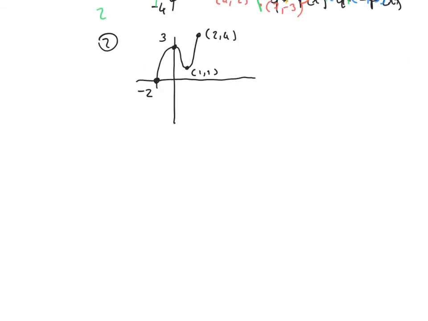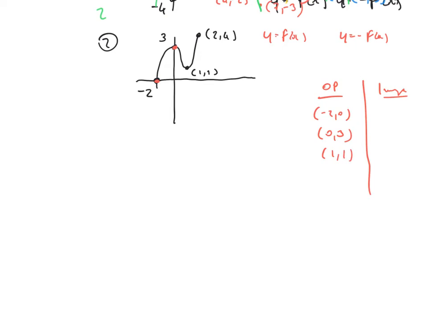Okay, so here's the second one. There's y equals f of x, and we're going to draw y equals minus f of x. So let's get the original points in. Minus 2, 0, 0, 3, 1, 1, and 2, 4. There's the images.